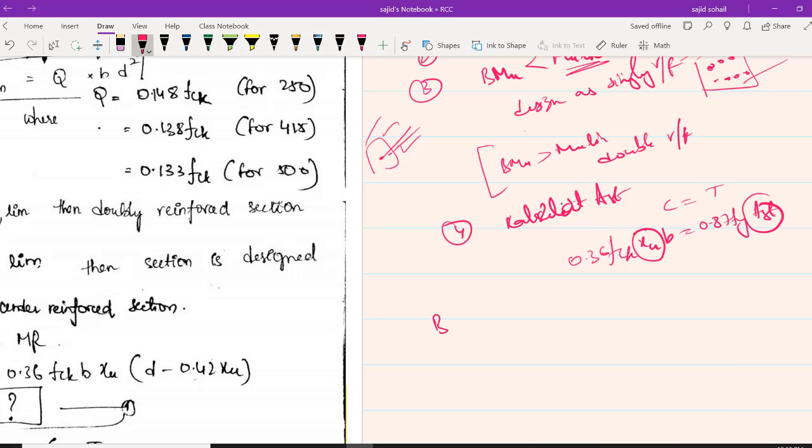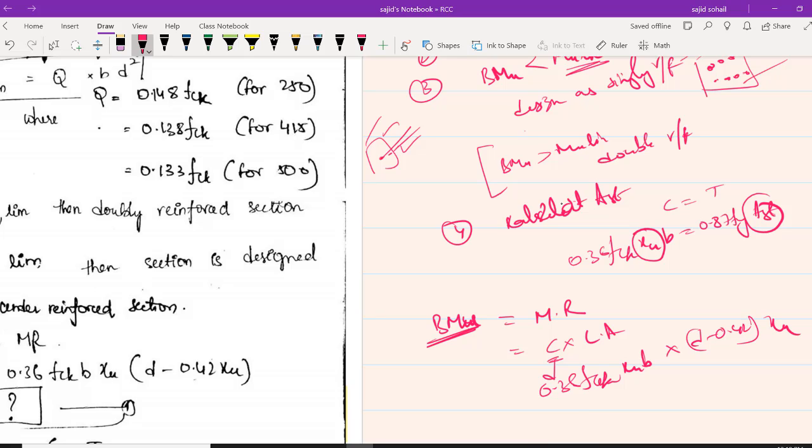You know what is the maximum ultimate bending moment which can be generated in this beam, right? Based on that only we are calculating. So what I can do is equate my BMU and my moment of resistance. What is BMU? Whatever you got from the loading should be equal to the moment of resistance, which is C into lever arm. C value is 0.36 FCK XUB into lever arm D minus 0.42 XU, right?